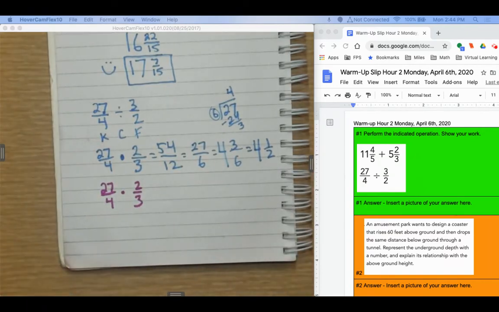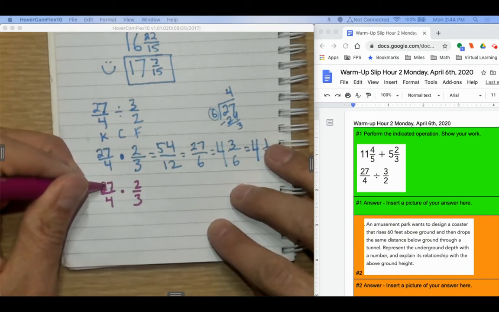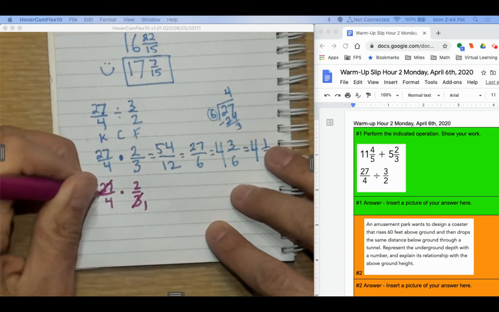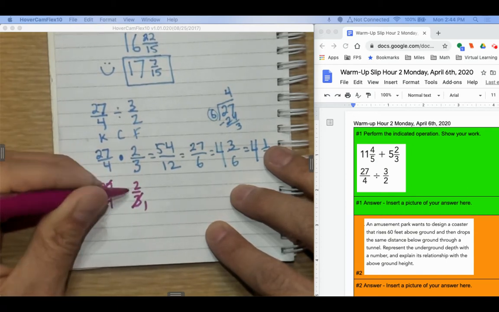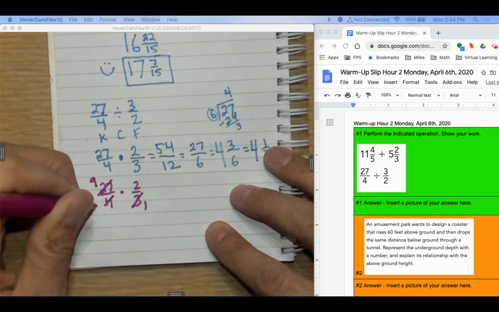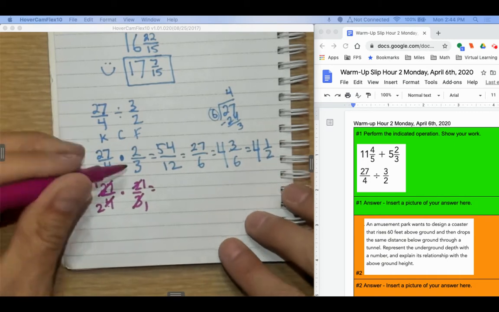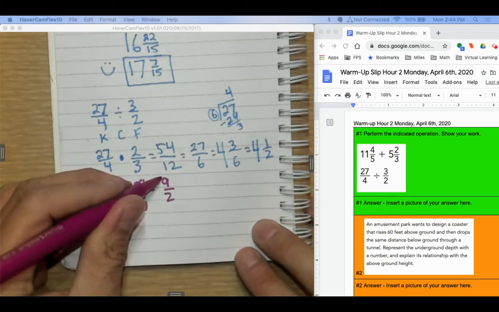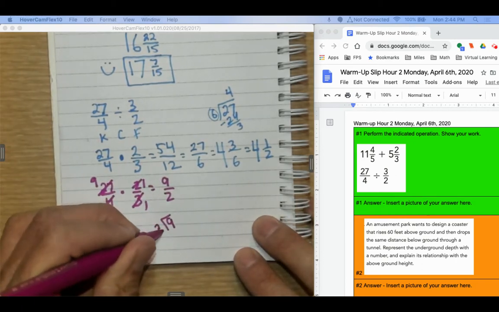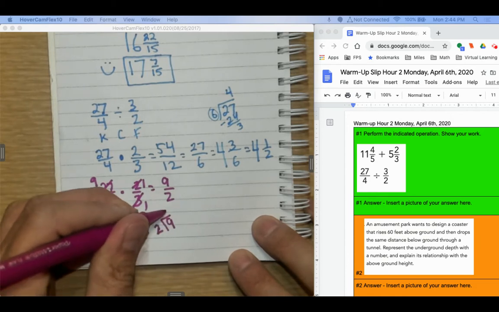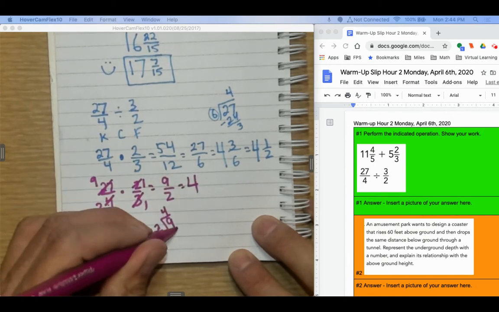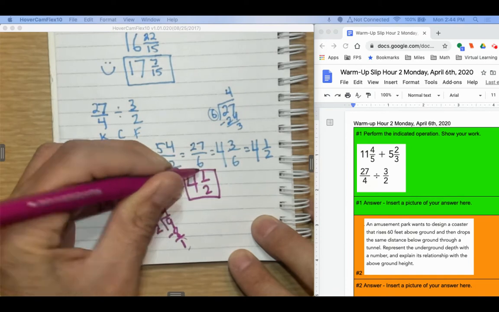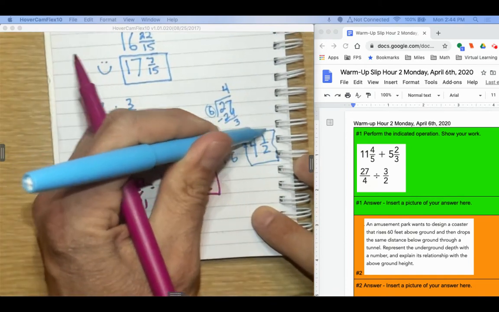Okay? I would reduce it first. I see 27 and 3. They have a common factor of 3. 3 divided by 3 is 1. 27 divided by 3 is 9. 2 and 4 have a common factor of 2. 4 divided by 2 is 2. 2 divided by 2 is 1. Now I multiply. 9 times 1 is 9. 2 times 1 is 2. Every fraction is a division. Every division is a fraction. Numerator divided by denominator. 2 fits into 9 without going over 4 times. My remainder is 1. My denominator stays the same. And so either way, we're going to get 4 and 1/2.